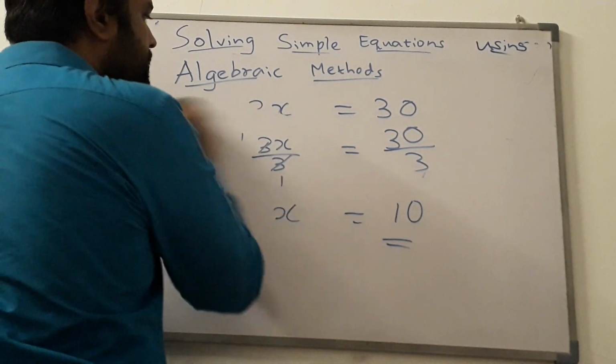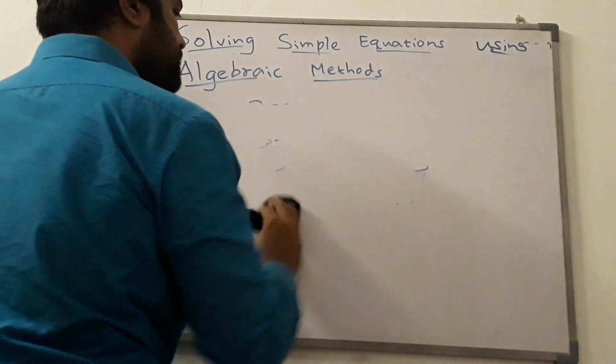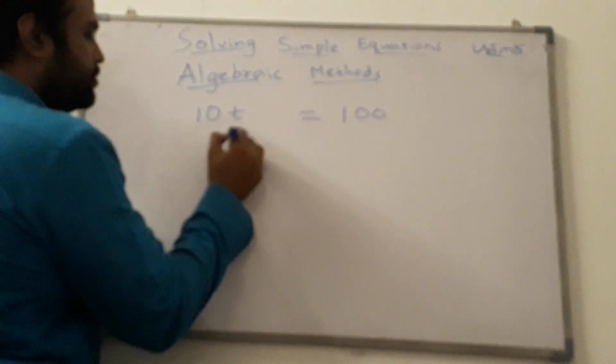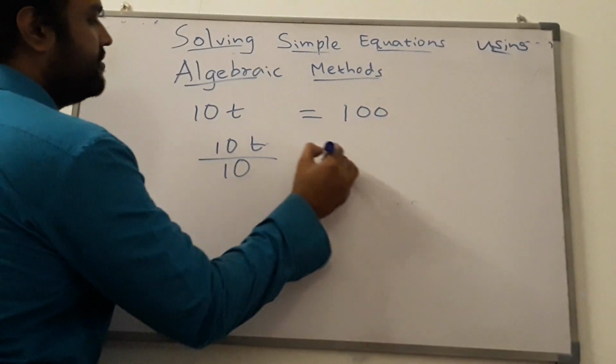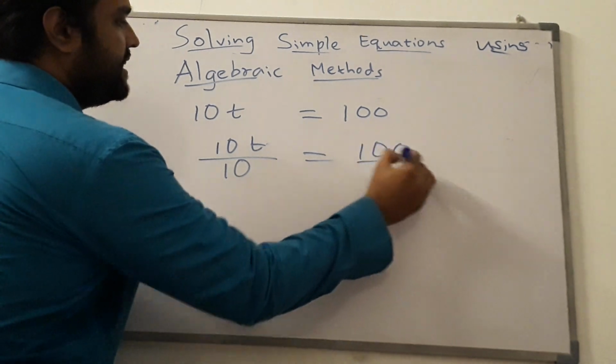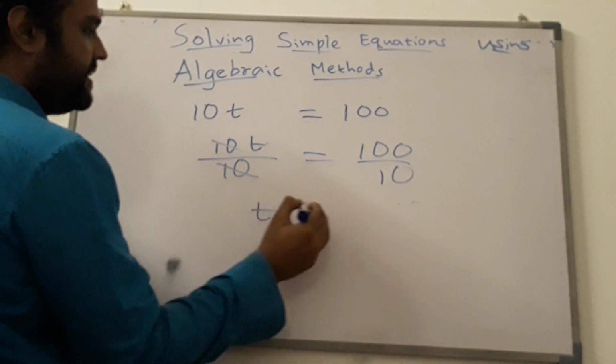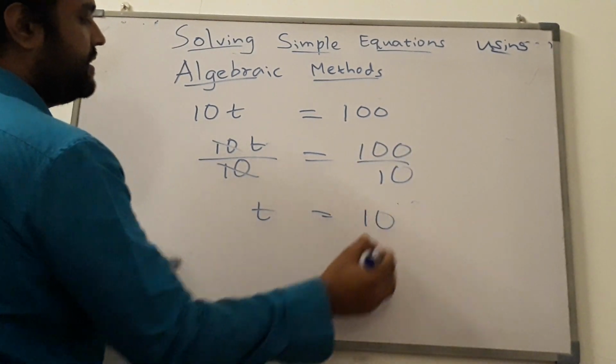Another example. 10t equals 100. We want to remove 10. So what we have to do is divide it by 10. So we have to do the same thing to the 100, the right hand side as well. So 10 and 10 get cancelled. So it is t. 100 divided by 10 means 10.